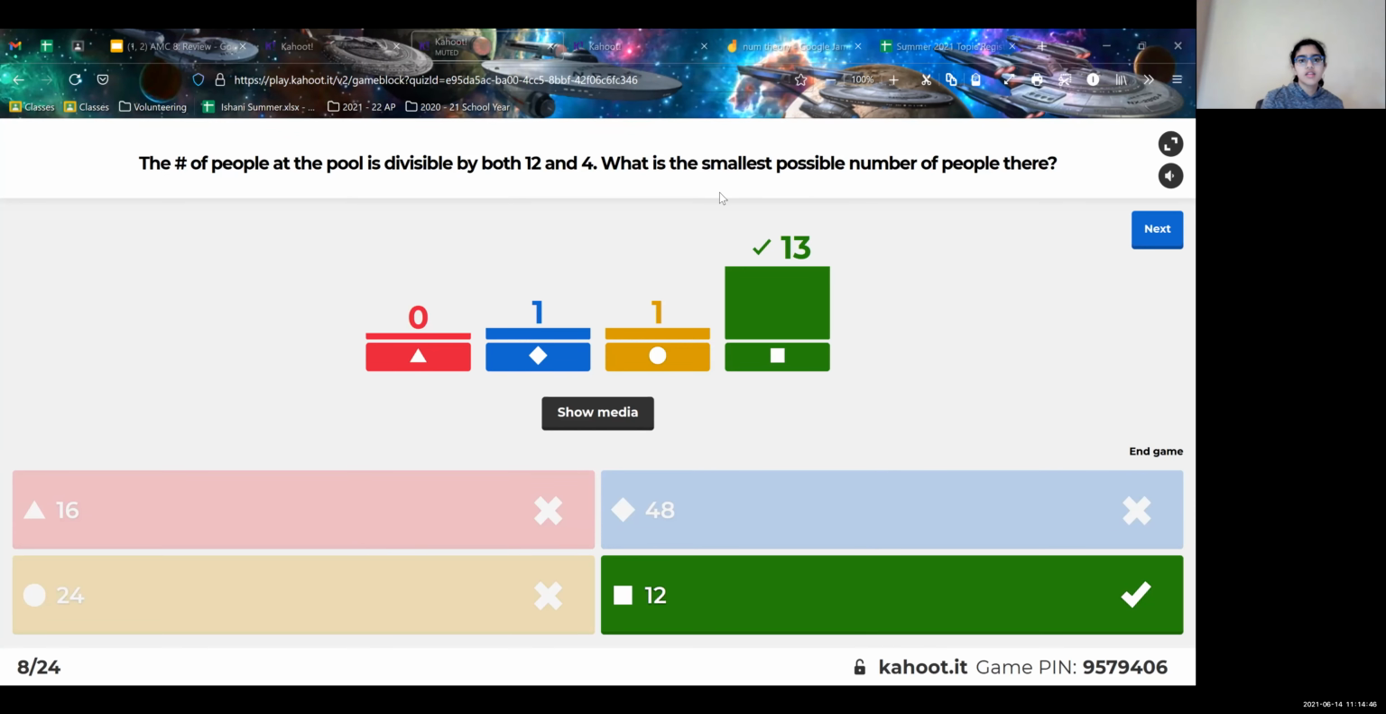So yeah. So the answer is 12. 12 is divisible by 12 and 4. Their least common multiple is 12. So the answer would be 12.